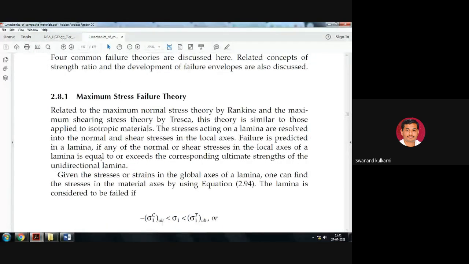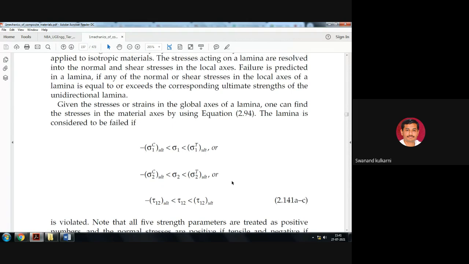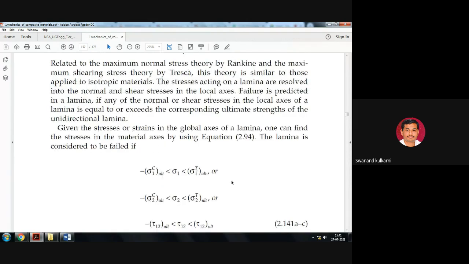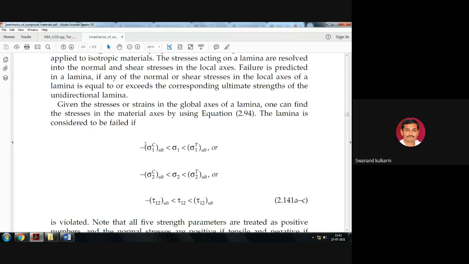So as far as the maximum stress failure theory is concerned, given the stresses or strains in the global axis of the lamina, one can find the stresses in the material axis by using the equation like this. If we use this formula, the lamina is considered failed if minus sigma 1C is less than sigma 1 is less than sigma 1T, where minus represents compressive, plus represents tensile.